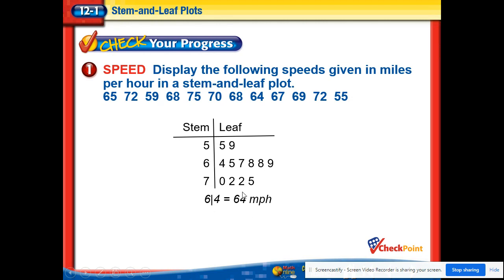We just chose one of the values. It doesn't matter which one you choose. Just choose one of them to show what it actually means. And then we have miles per hour.